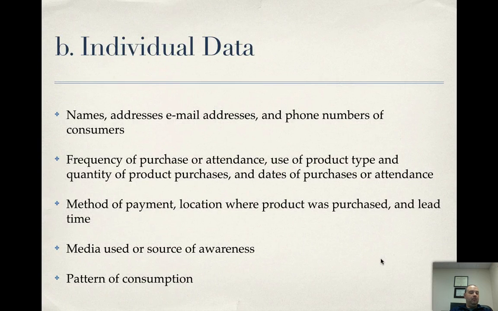For individual data, you want to know names, addresses, phone numbers, frequency of going to games, frequency of using products, quantity of products, how and where they pay for it, and lead time, meaning how much time they planned before they went to an event. Did they do it spontaneously, or plan two or three weeks ahead, or a month, or a year? What media do they use? Are they on social media? Do they like radio? Do they like TV? And is there any pattern to how they consume, meaning do they consume certain products on the weekend or more during one part of the year?